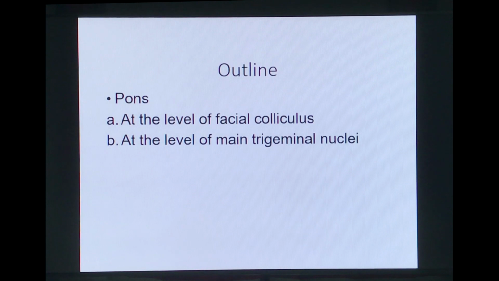Today's topic will cover the external features of the pons. In detail we'll be learning about the internal features, where we will be learning the pons at two sections. The section at the level of facial colliculus, which is the caudal part, and the section at the level of main trigeminal nuclei, which is at the cranial aspect. So one section is at the caudal part of the pons, the other one at the cranial part of the pons.